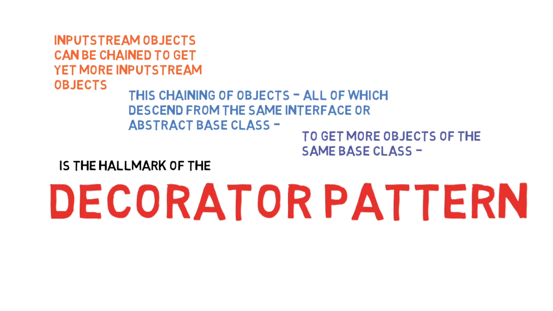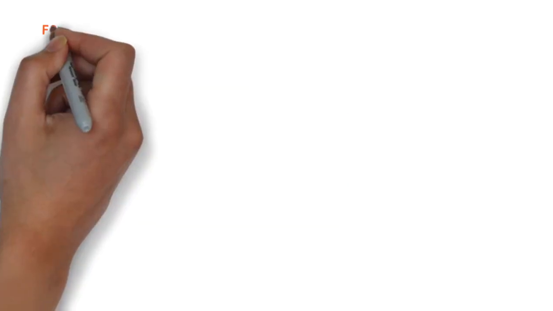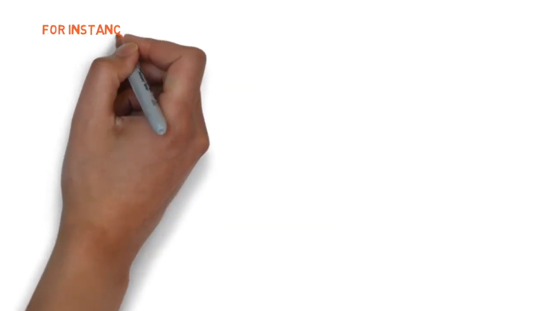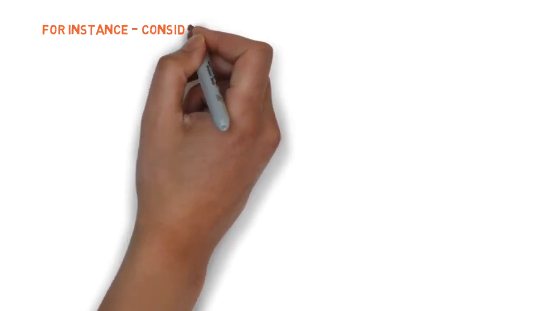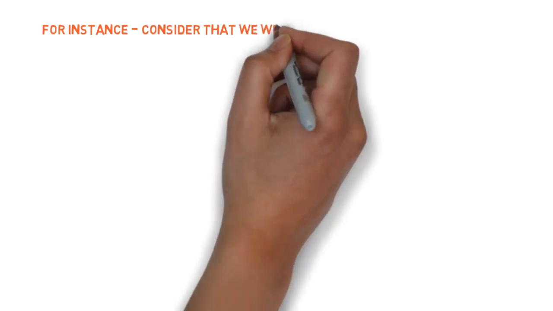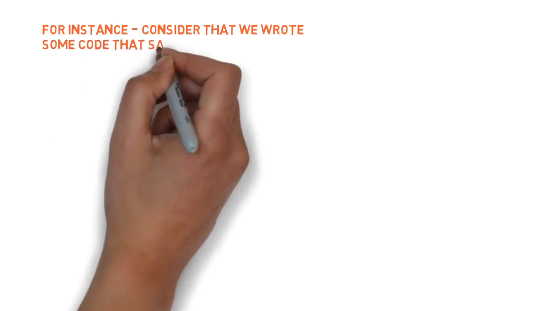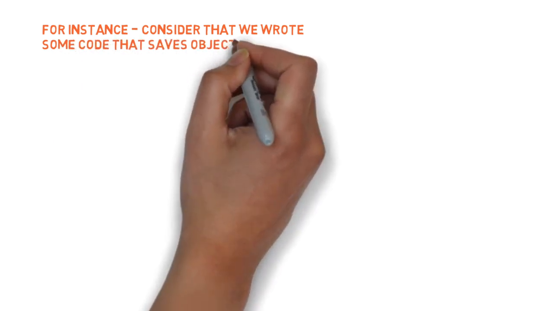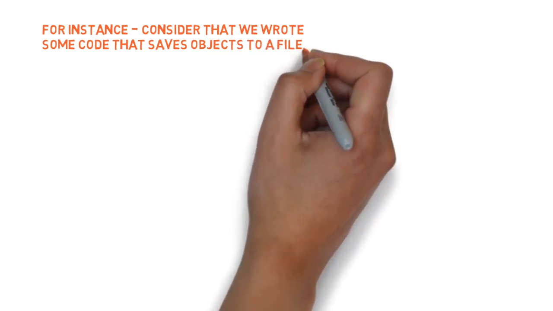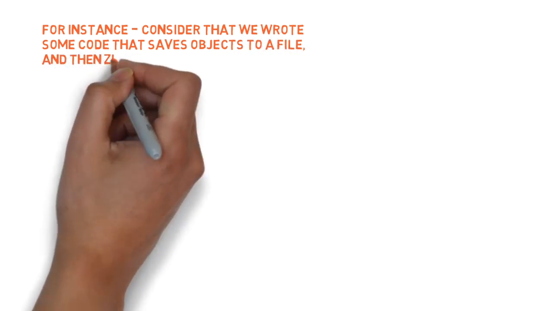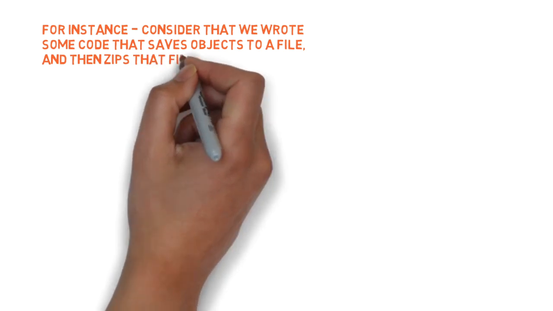Every layer is still an onion, and in our case it's still an input stream, but they are chained one within the other to generate more onions or more input streams. Moving on with our example, suppose that we wrote some code that saves objects, that is Java objects, to a file and then zips that file.